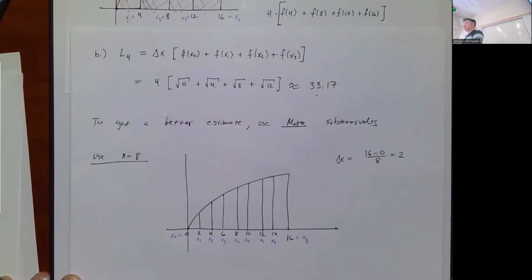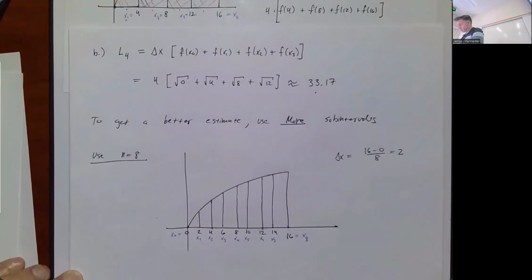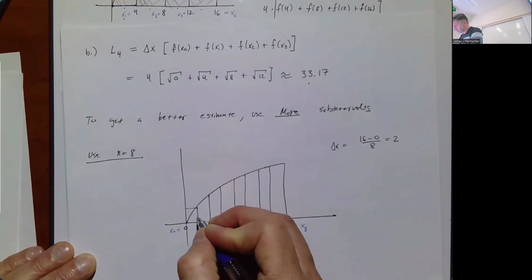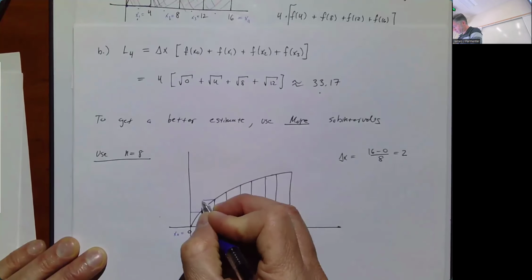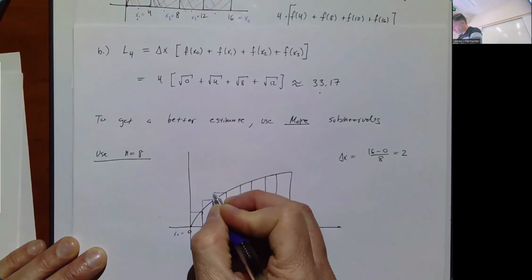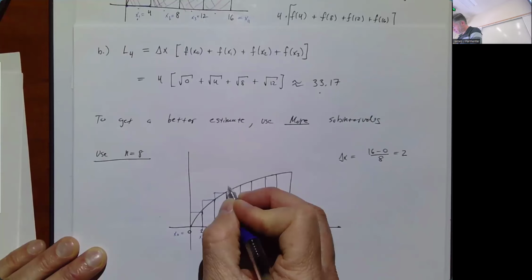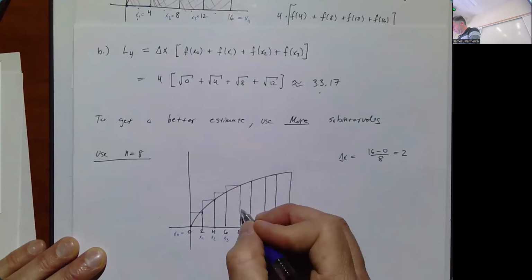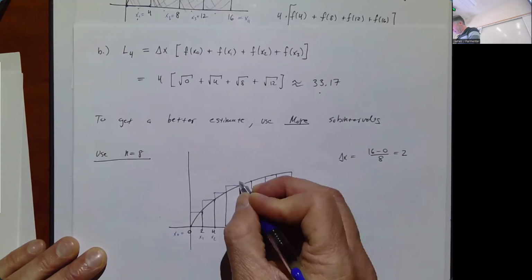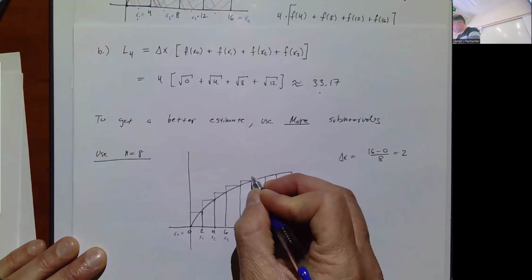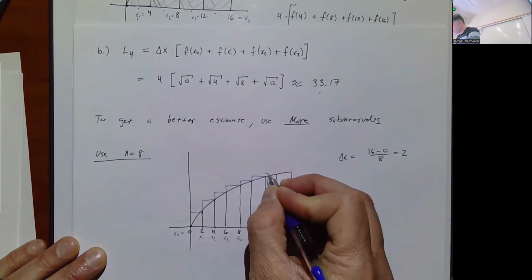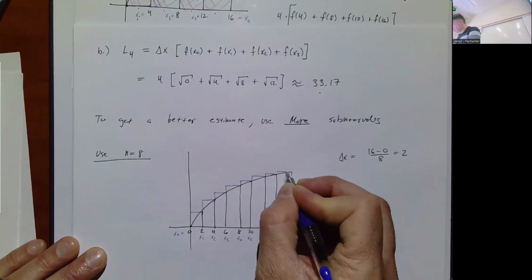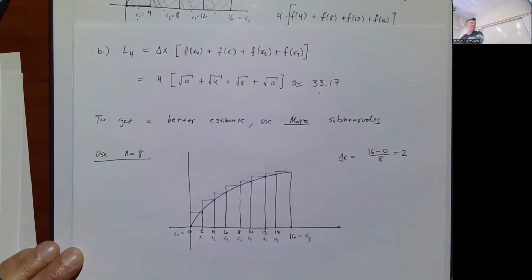So if I want to use right endpoints, here are my rectangles. Every time, in each subinterval, I'm using the right side to find the height and then drawing the rectangle at that height. Again, it's going to be an overestimate. I should point out, using right endpoints doesn't always result in an overestimate.